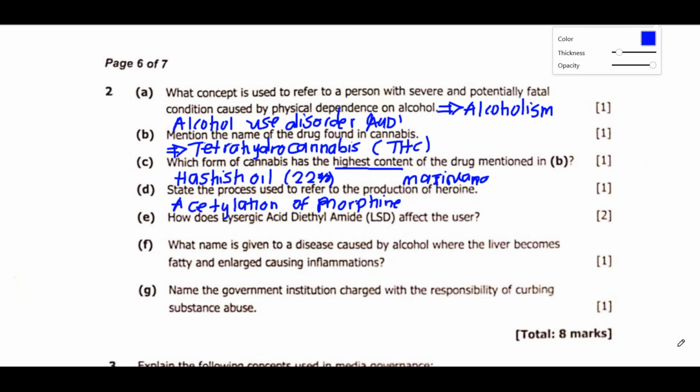Right, so let's move on to question E. How does lysergic acid diethylamide affect the user? So there are so many ways in which the user is affected. So the first one, it can change the mood. Apart from changing the mood, the user can feel exhausted. Apart from being exhausted, the user can change his or her behavior. So let's just say changes the behavior of the user.